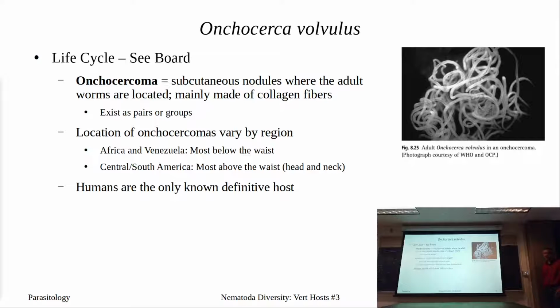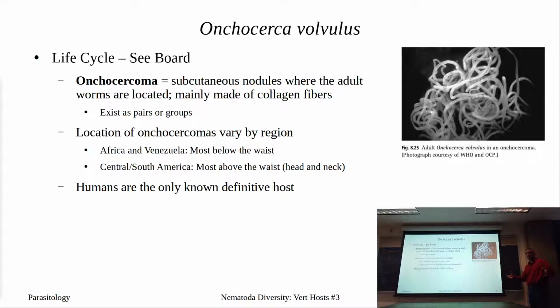So just like Wuchereria, when that black biting fly attacks, you're going to have delivery into the body, and they're going to basically stay in these subcutaneous connective tissues. They're not going to undergo this complex migration. Once they get there, they're going to mate. The female starts to develop, starts to enlarge, and it forms this onchocercoma, the subcutaneous nodule where the worms are located. And it's mainly composed of collagen fibers.